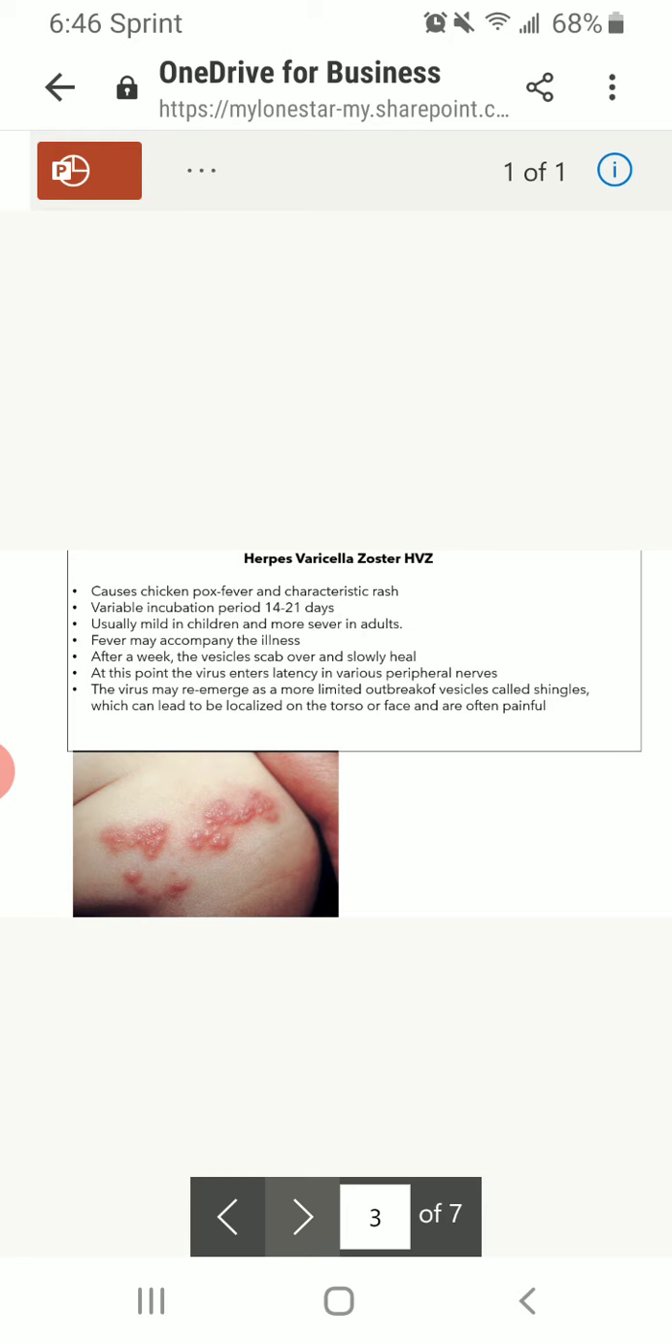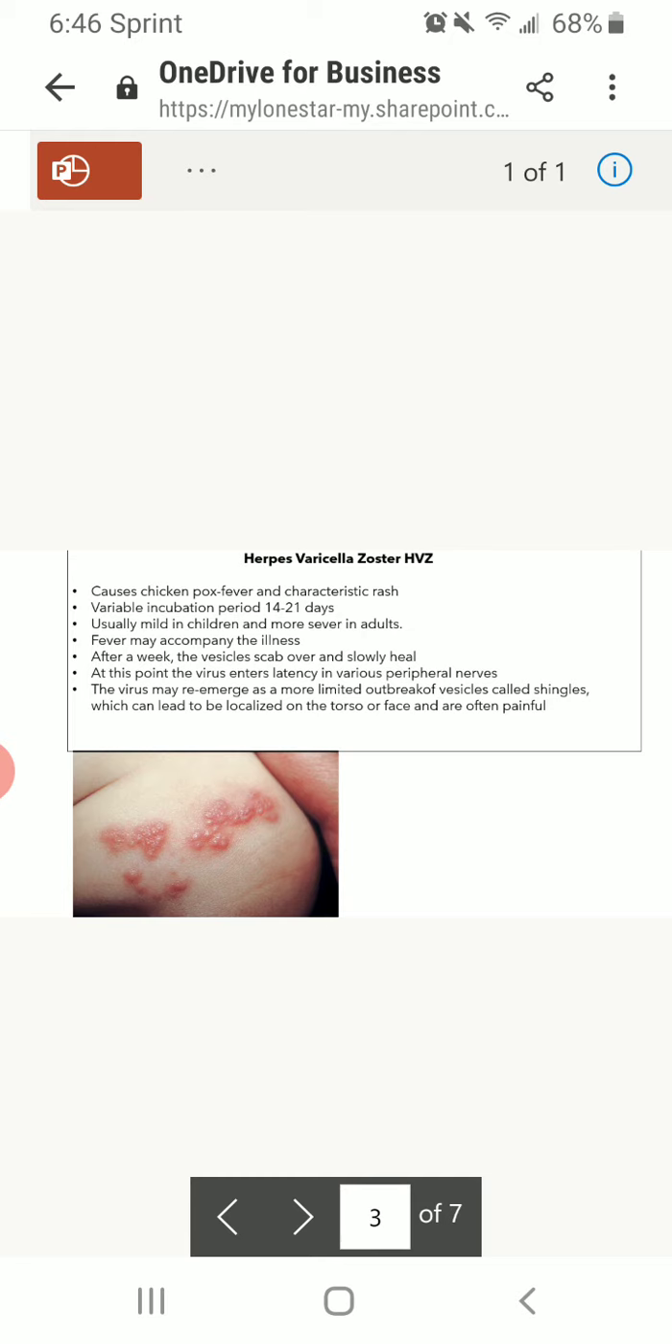The varicella zoster virus causes chickenpox. You can have a fever. It also causes a rash. The variable incubation period is 14 to 21 days. It's usually mild in children and more severe in adults. Like I said, fever may accompany the illness sometimes. After a week, the vesicles scab over and slowly heal.